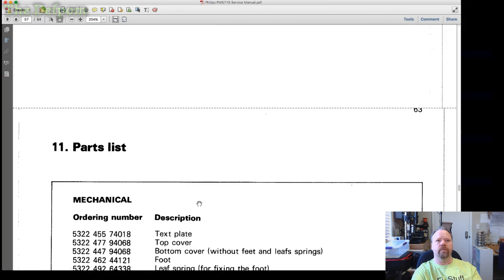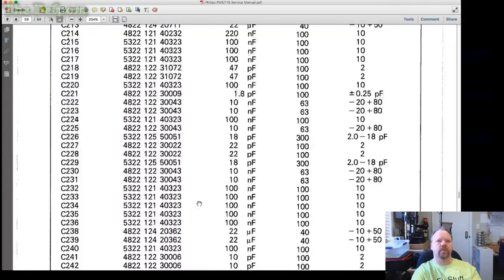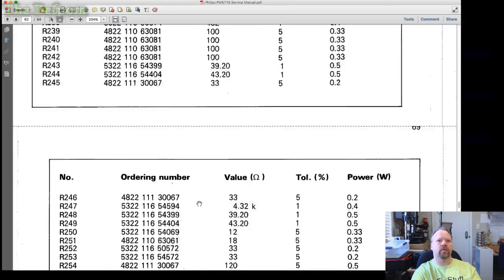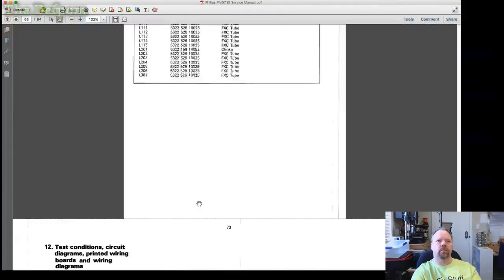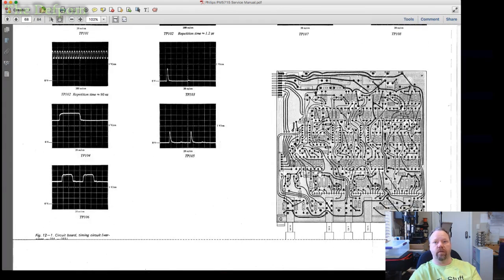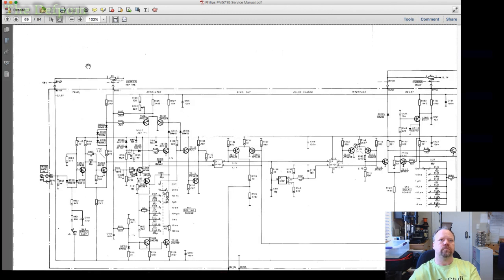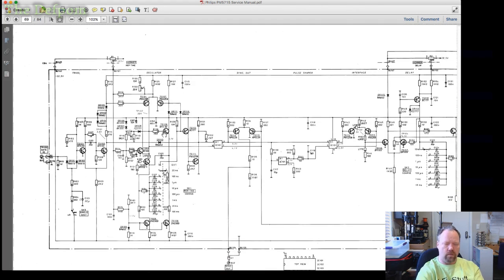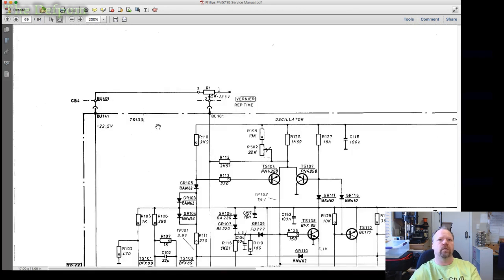What else have we got in here? Parts list, don't worry about it just now. There's a diagram at the bottom here somewhere. Here we go. Board layouts. Again, I don't know how applicable this is going to be to the model we're looking at. Get closer on this one.